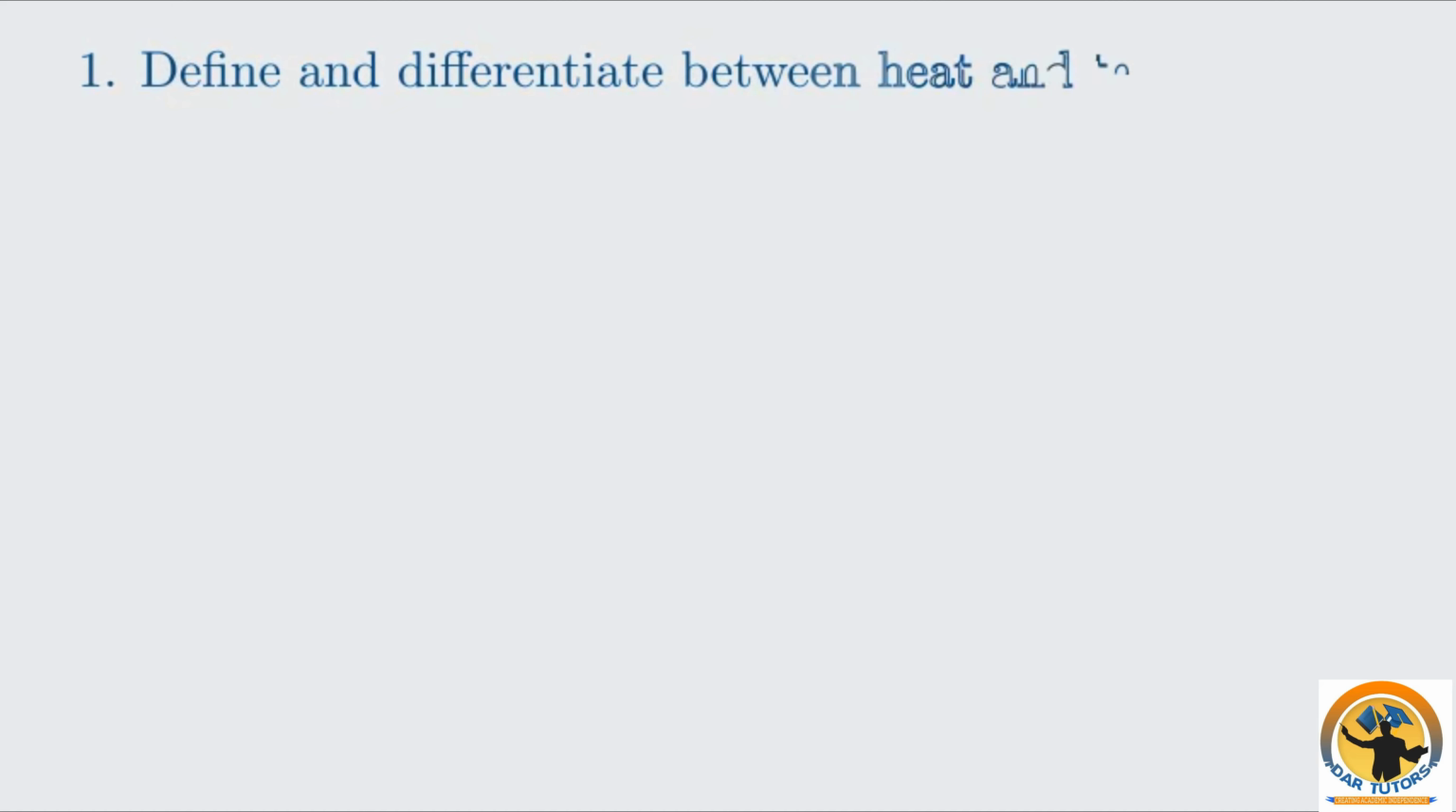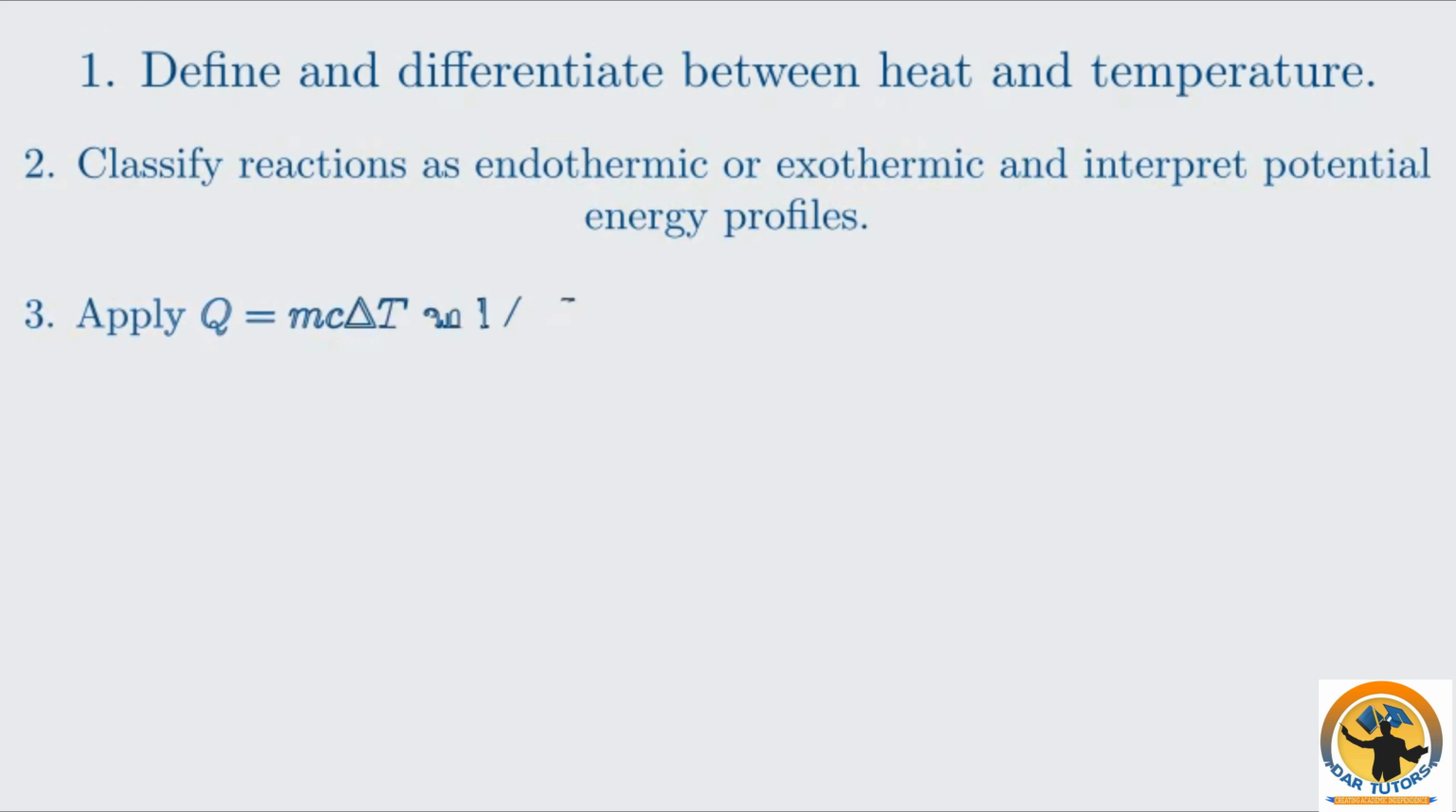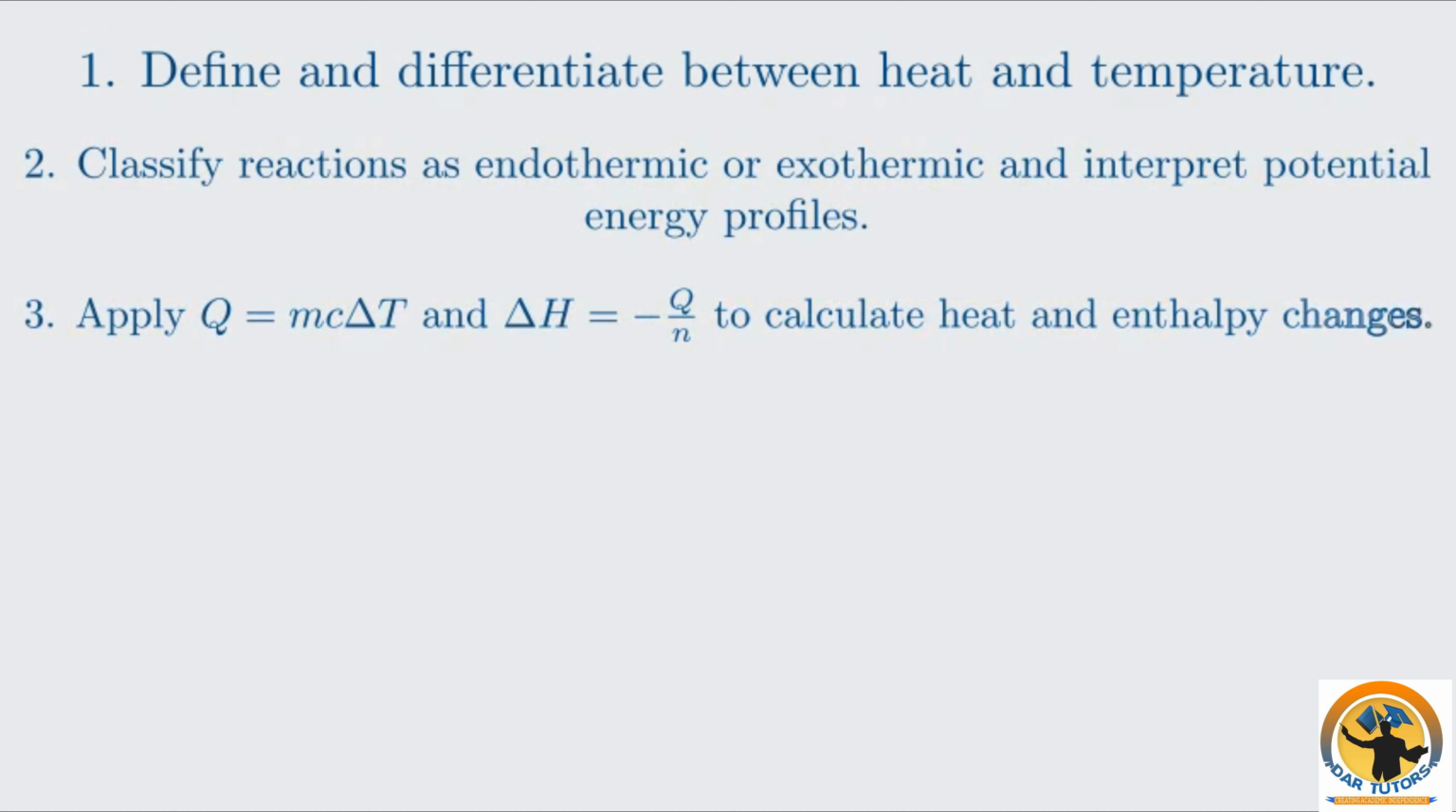We have now covered the core concepts of enthalpy and calorimetry. Let's recap the learning objectives we set at the beginning. We have successfully defined and differentiated between heat and temperature, explaining their roles in energy transfer. We learned to classify reactions as endothermic or exothermic and to interpret potential energy profiles to visualize the energy changes. You can now apply the key equations, Q equals mc delta T and delta H equals negative Q over n, to calculate heat and enthalpy changes.